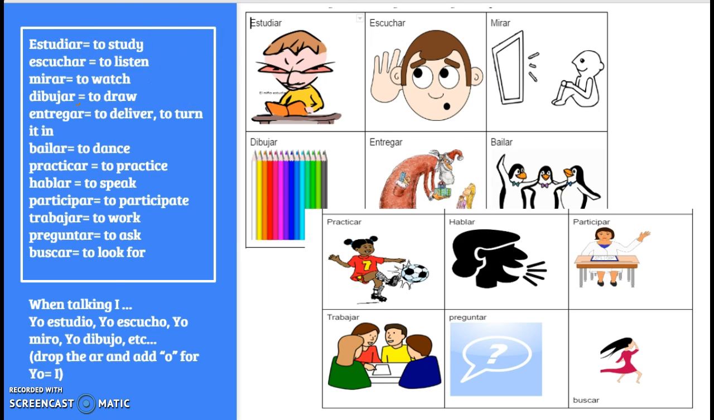Okay, estudiar, escuchar, mirar, dibujar, entregar, bailar, practicar, hablar, participar, trabajar, preguntar y buscar. So make sure you use those verbs, okay?